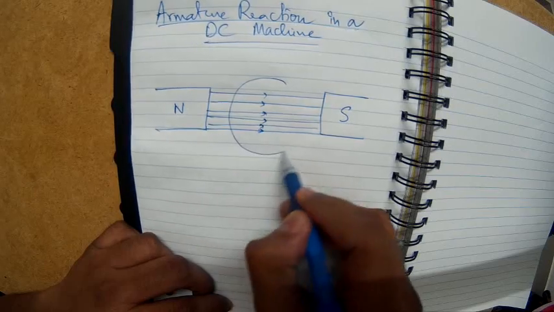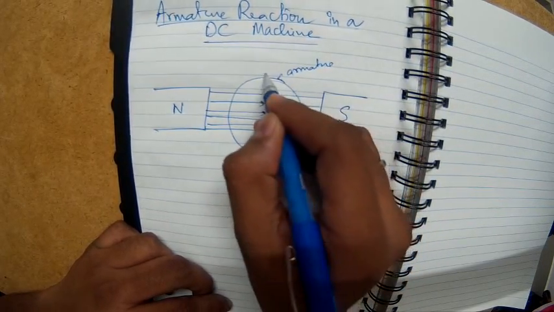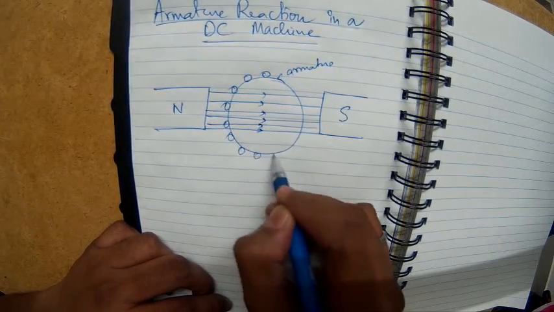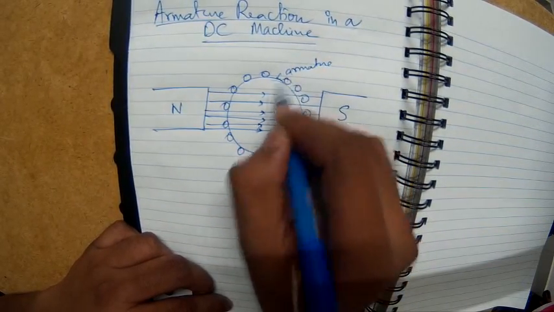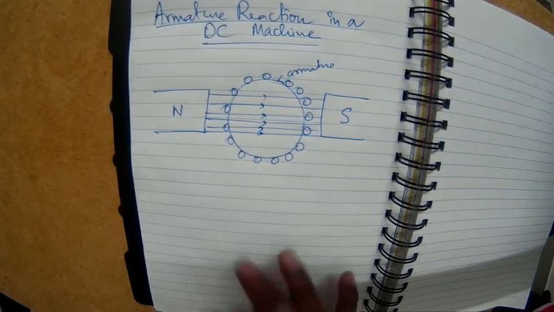In between there is an armature. So this is the armature, and the armature will have armature conductors. Let me just show them. This is a cross-section view. So you will find the cross-section of the conductor is a circle. You will find something like this.